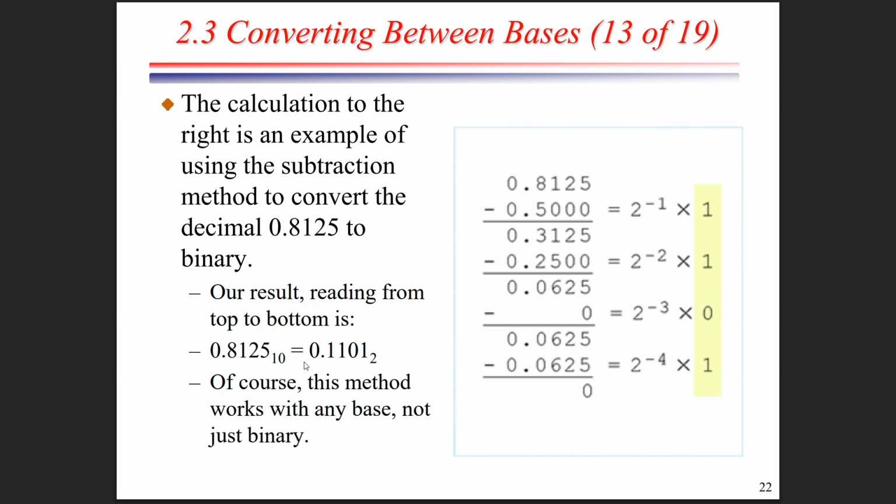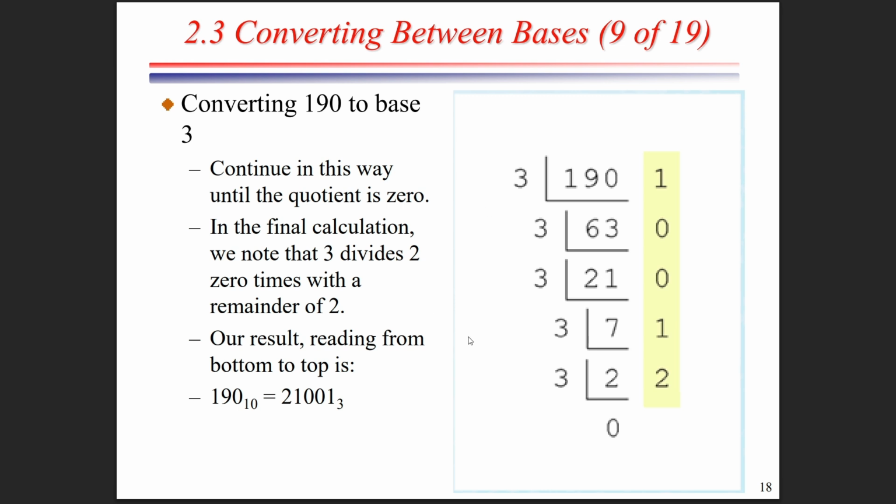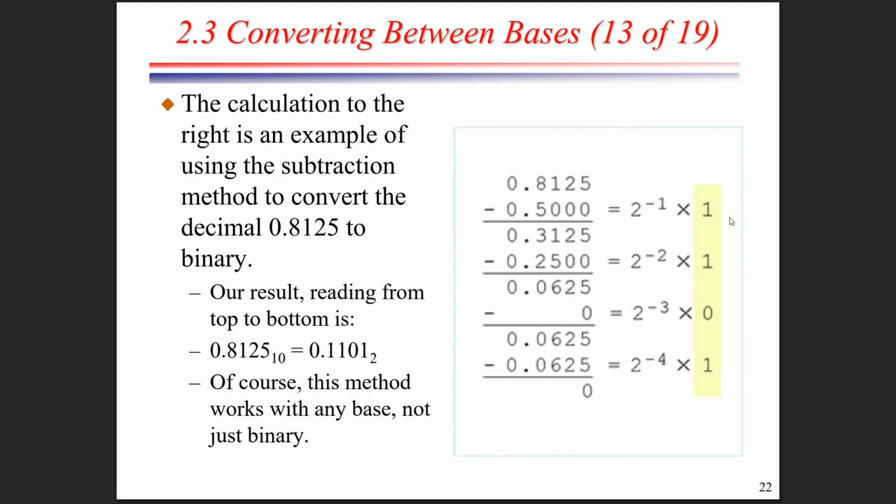0.1101. The important thing is, unlike the division method we talked about before, it is not going from downward to upward. It's going from up to down: 0.1101. Use this, and you can convert anything to your own base.